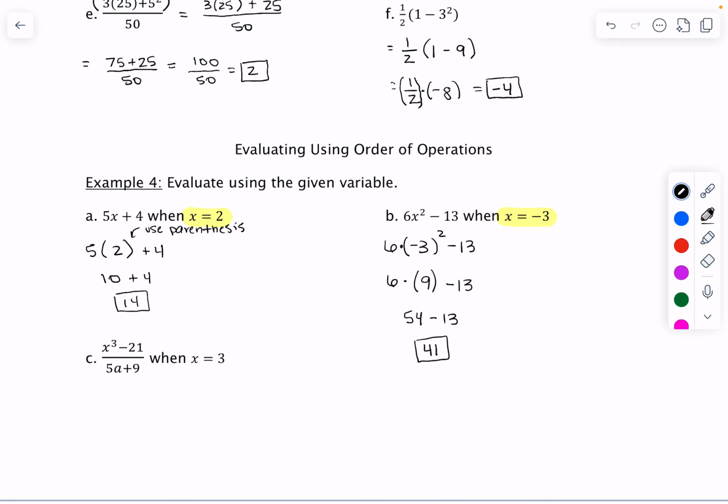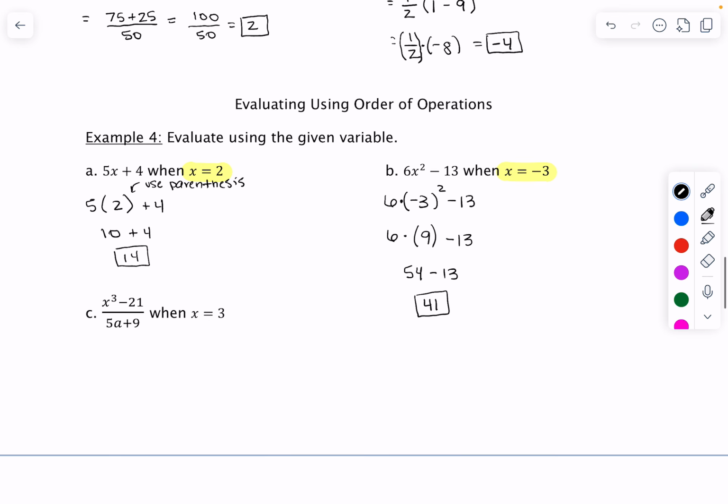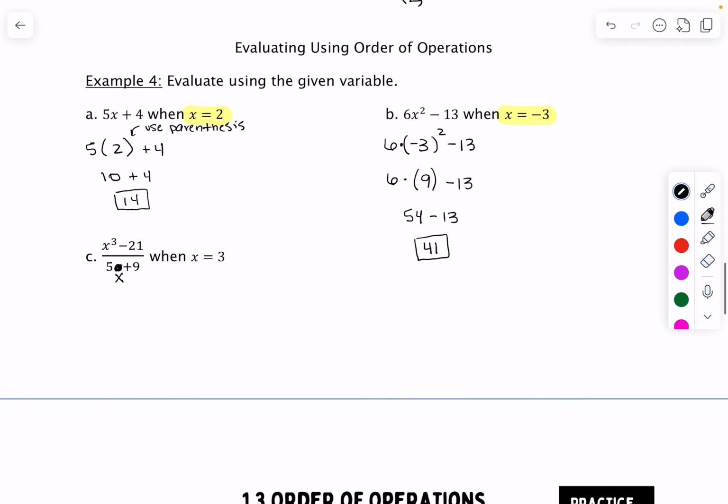Okay. And then finally, what happens if we have 2 variables we want to plug in. This should not say 5a. It should say 5x. That is a typo on my part. My apologies. So in this case, I'm going to put an equal sign, and I'm going to replace the x here with a 3. Keep the 3 that's cubed. Keep the minus 21. On the bottom, I'm going to keep the 5, replace that x, which was an a, with a 3, and then plus 9.